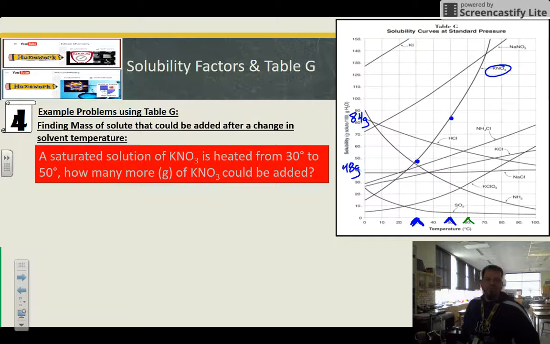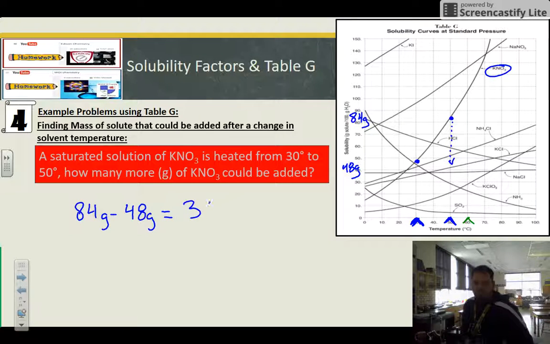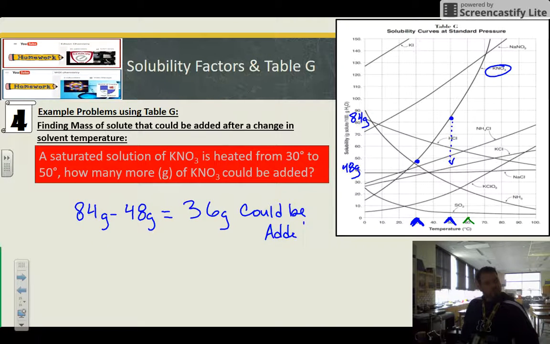So now the difference is how much more I could add. So 84 minus 48, very complex math so far in this unit, by the way. I know. Really stressing us out. Oh, 4 and 2 is 6, and 40 is 46. 36, got you. It's late in the day for me. 36 grams more I could add. Okay, good? Any questions? Nope.